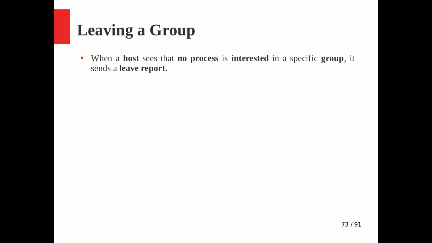Now similarly, when a host wants to leave a group, in the sense that all its individual processes want to leave, meaning none of its processes want to continue with that particular group, the host can simply exit from the group, but it has to be informed to the router. Again it will inform it by means of a special message called a leave report. Just like the membership report, here we have a leave report. So when a host sees that none of the processes inside it is interested in a specific group, no one is interested, so why continue with that group? It can send a leave report.